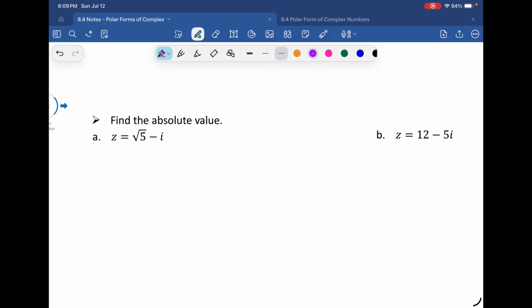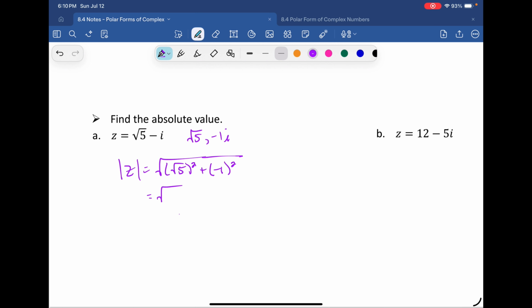So find the absolute value here. We have the real, we have the imaginary, which is going to be a negative 1. So the absolute value of z is the square root of x squared plus y squared. If we just use the coefficient, that's going to be the square root of 7.